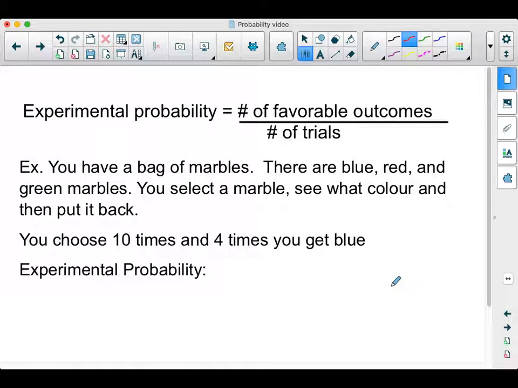So what it is, is the number of favorable outcomes divided by the number of trials. We can write them as a fraction, as a decimal, or a percent.